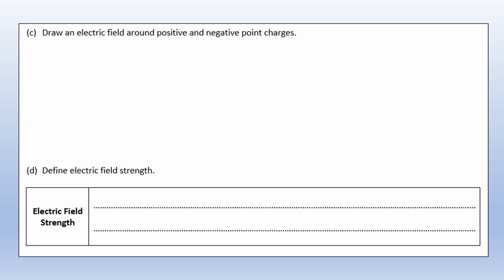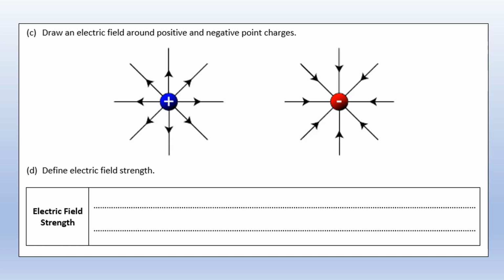So the fields look slightly different around positive and negative point charges. For a positive one, the field lines will be going away from it. Field lines always go from high potential to low. So remember, infinity is always zero potential. A positive charge has positive potential close to it, so they're going away. Whereas for a negative charge, they're coming towards it because it goes from zero and it becomes negative. So they're always going from high potential to low potential.